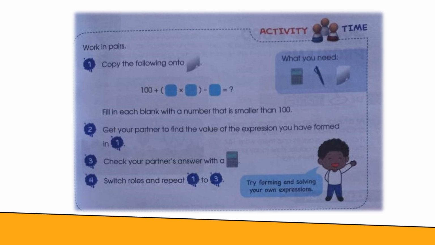Now this is activity time, so here is an interesting activity for you kids, in which you have to fill the blank areas with numbers that are smaller than 100. And how are you going to solve it? The expression is 100 plus bracket open, two numbers which are going to be multiplied with each other, bracket close, and then minus, and again there will be some number. So first you are going to solve the expression within the bracket, and then when you get the expression, solve it with the rules. Try it and have fun.